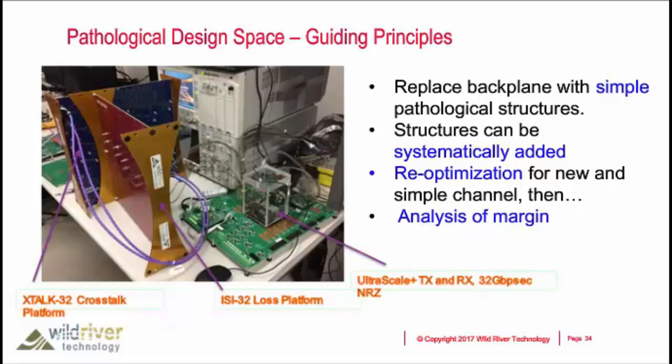The objective is to isolate pathologies and build problems one at a time in a systematic way, and then re-optimize and analyze your margins so that you get a consistent and systematic characterization and strategy for optimizing the channel. And then at some point, depending on how much return loss, degradation, loss, crosstalk, or combinations thereof, the system runs out of margin. But you can completely understand where that margin goes to zero. We'll be talking about that a little bit later.